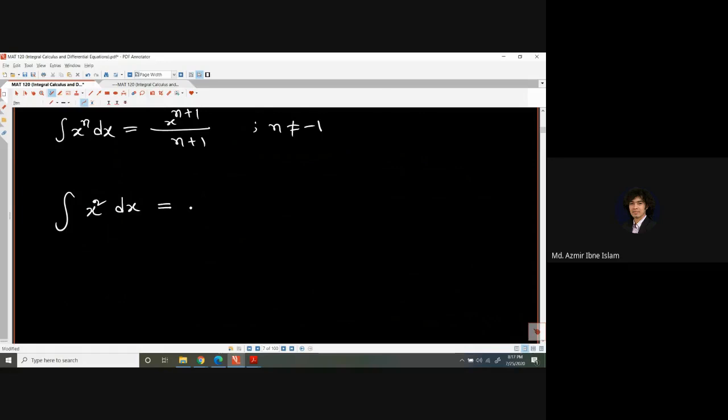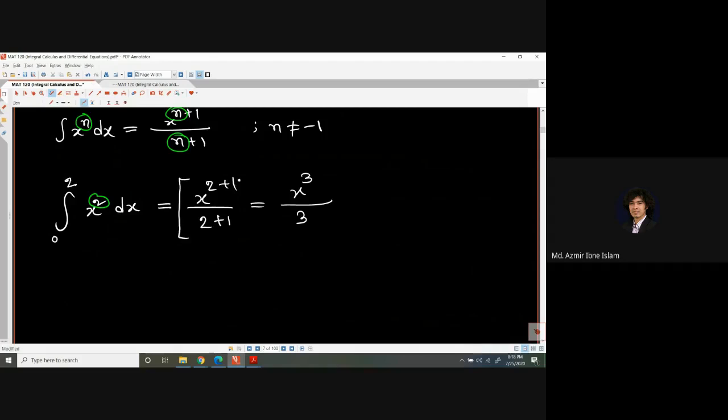Using this formula, we can write x to the power 2 plus 1 over 2 plus 1, because n is equal to 2 here. We are just placing 2 where we have n. So finally we get x to the power 3 over 3. Suppose we are integrating from 0 to 2.